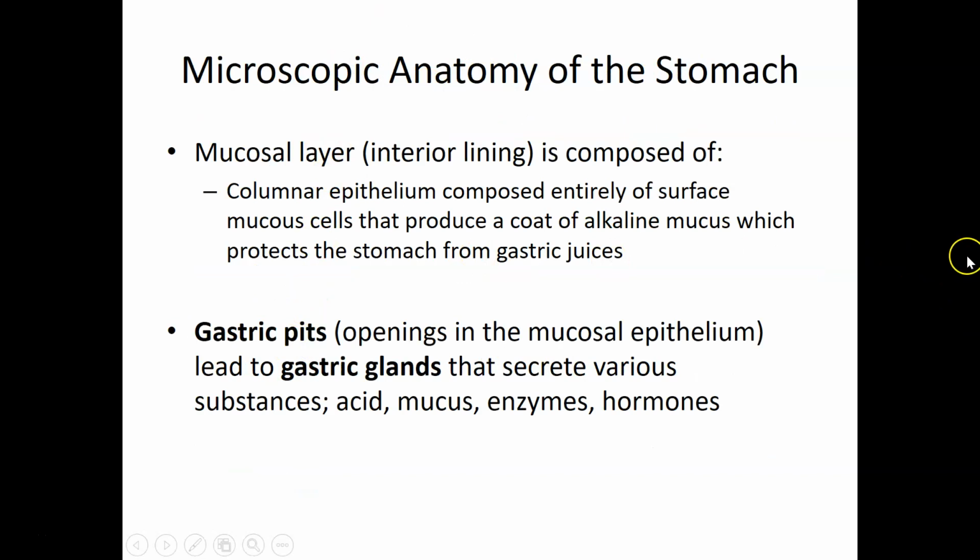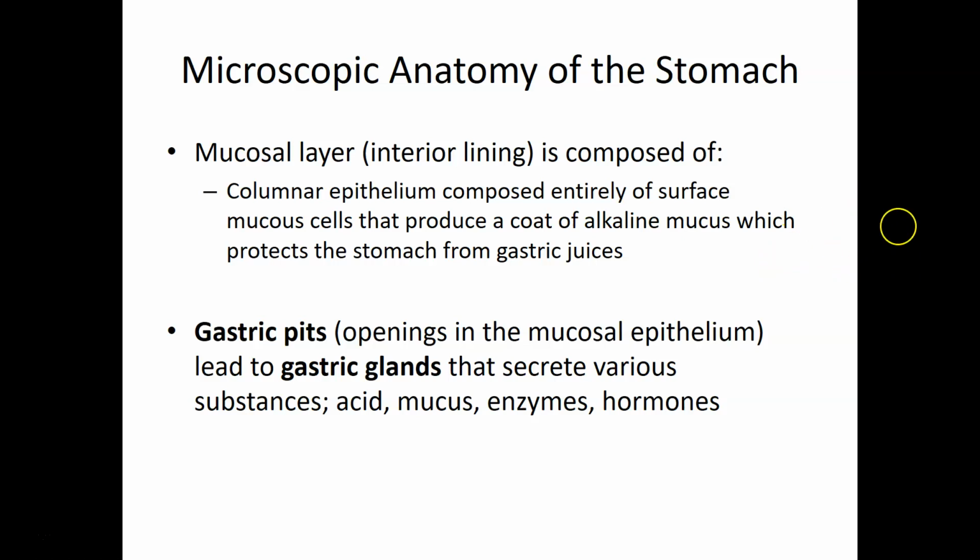All right, let's take a look at the microscopic anatomy of the stomach. And if you think of the 4 layers that we talked about in previous videos, the feature of the stomach which is highly modified is the mucosal layer. The mucosal layer is modified, and we're going to talk about that next. And also the muscularis layer having 3 sublayers instead of 2.